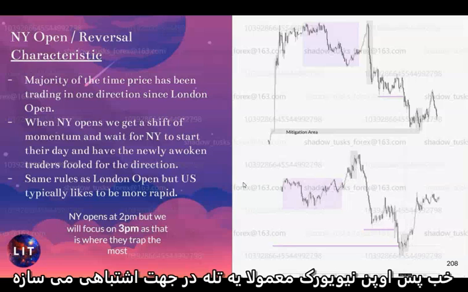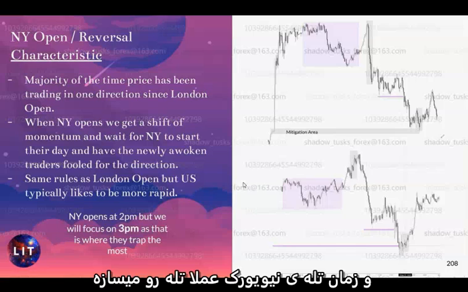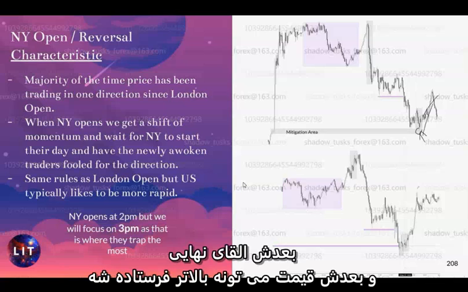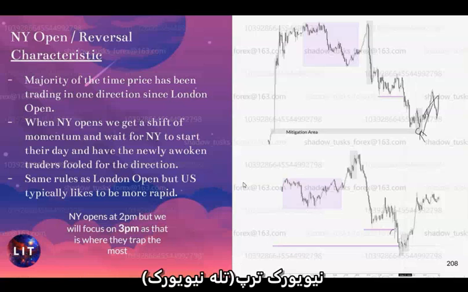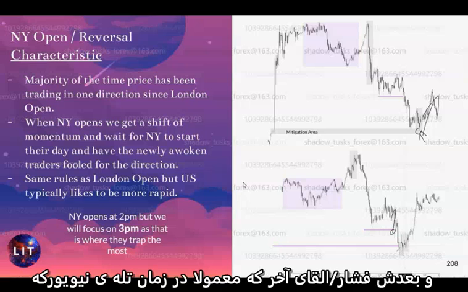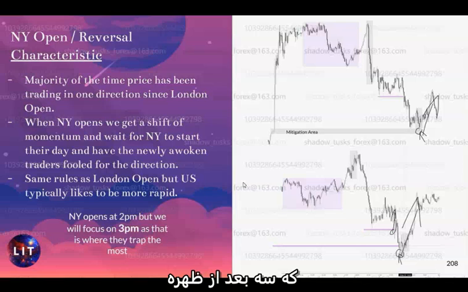So New York Open usually makes a trap in the wrong direction, and New York trap time literally makes the trap, then the final inducement, and then price can push higher. As you can see here, New York traps, and then the final push, the final inducement usually is in New York trap time, which is 3 o'clock.